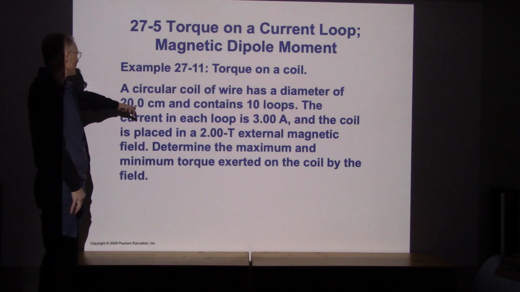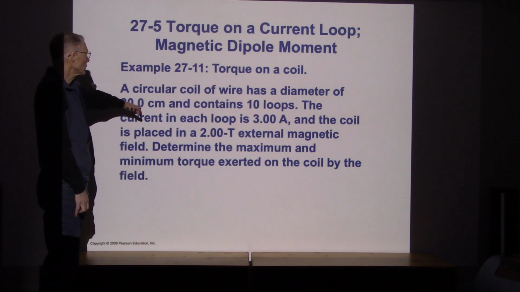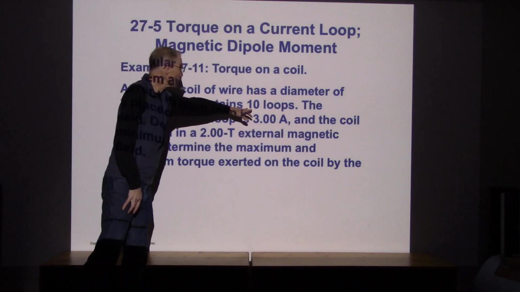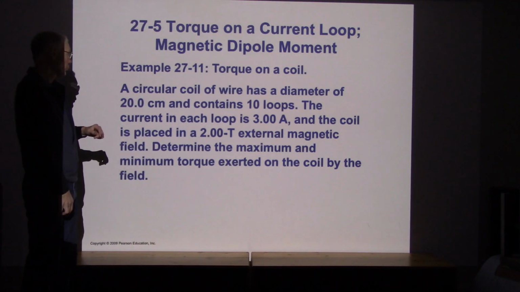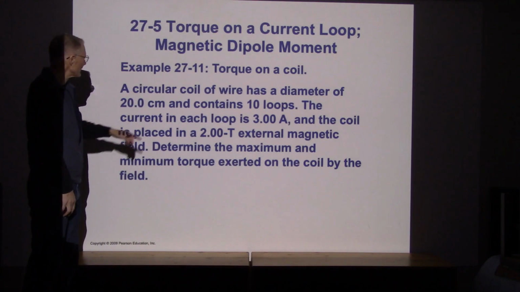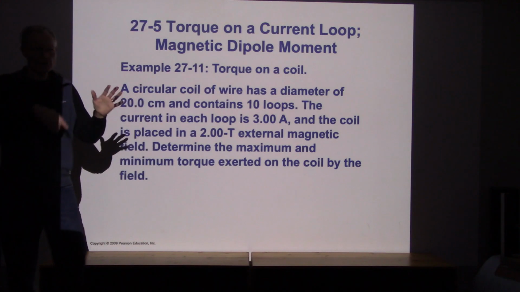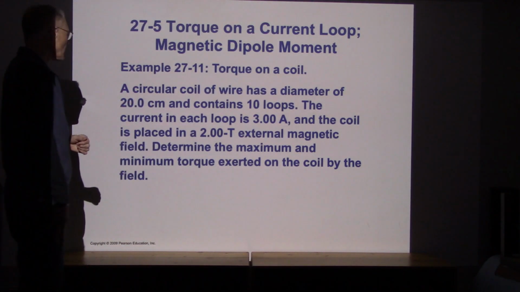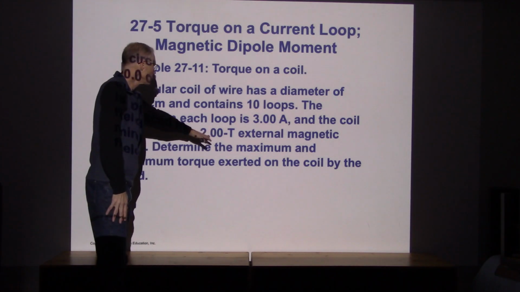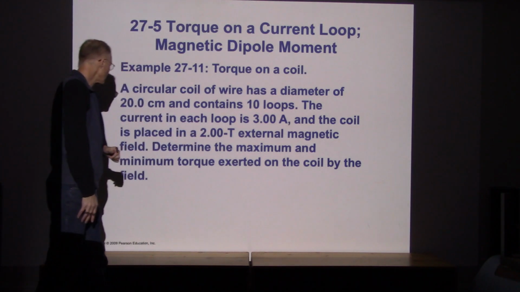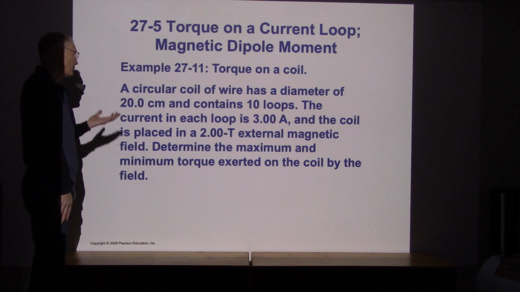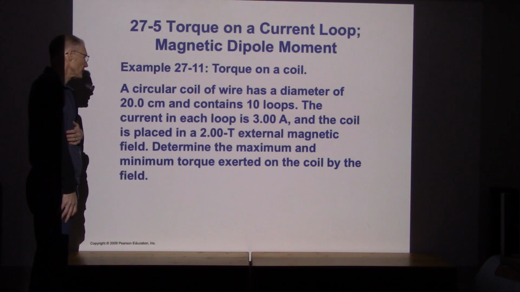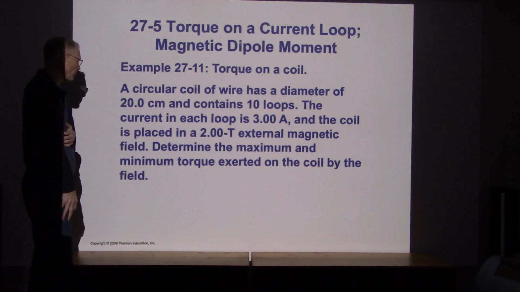So we've got a diameter of 20 centimeters, and it contains 10 loops, and the current is 3 amps, and it's in each loop because, hey, it's the same wire, right? It's all going to have the same current. And it's placed in a 2 Tesla external magnetic field, and they want to figure out how much torque is going to be exerted on the coil by the field.